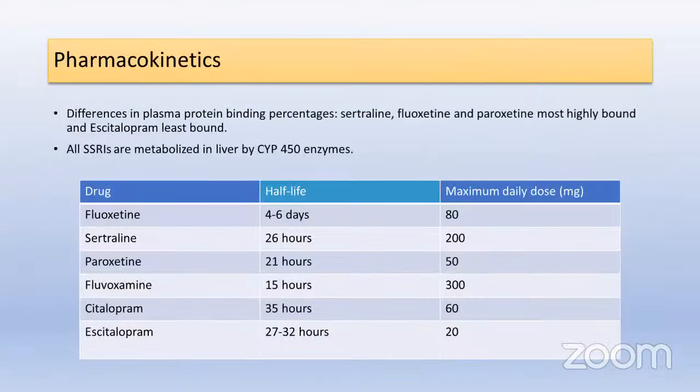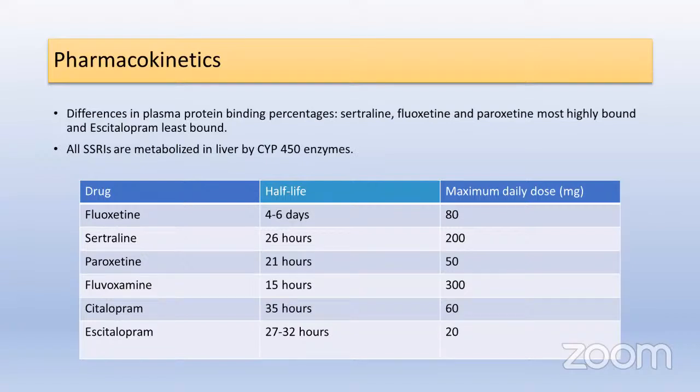All SSRIs are highly bound to plasma proteins, ranging from 94% for fluoxetine to 99% for sertraline. Escitalopram and fluvoxamine are relatively less protein bound, estimated at 77%. Also, all SSRIs are metabolized by cytochrome P450 enzymes in the liver.